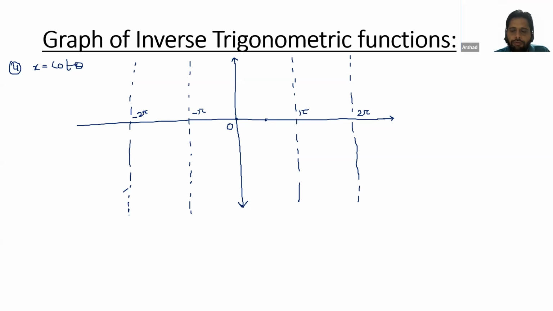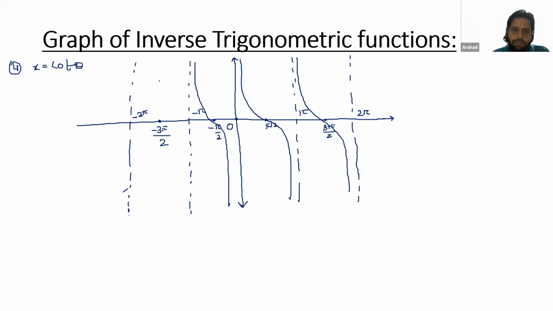So cot is 0 for which angle? Anyone? 90 degree, very good. So we will write here pi by 2. Similarly, here we have 3 pi by 2. And here we have minus pi by 2. And here we have minus 3 pi by 2. So draw the graph like this. Similarly, like this. Like this. This is a graph for x is equal to cot theta.